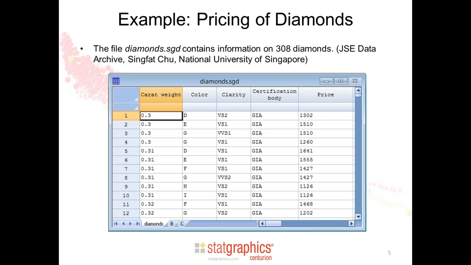That's a quantitative variable. There are also, though, three categorical variables that could affect the price. We know the color of each of the diamonds, we know the clarity, and we also know the certification body that came up with the price. So what we want to do is build a regression model, basically price against carat weight, but we also want to enhance it by putting in some of these categorical factors.